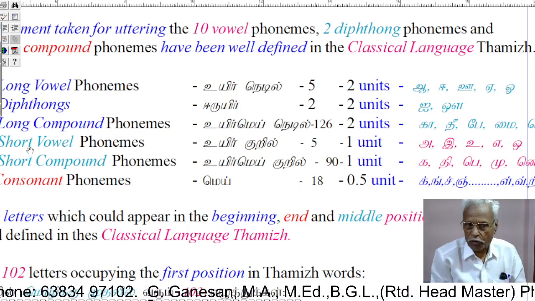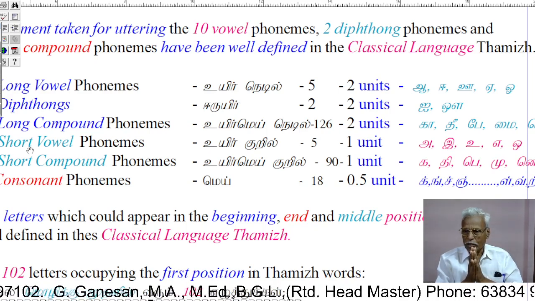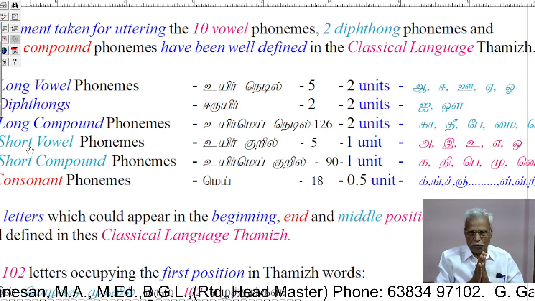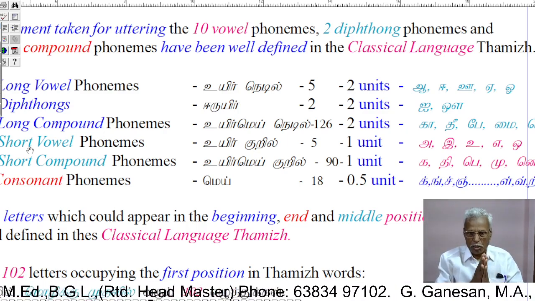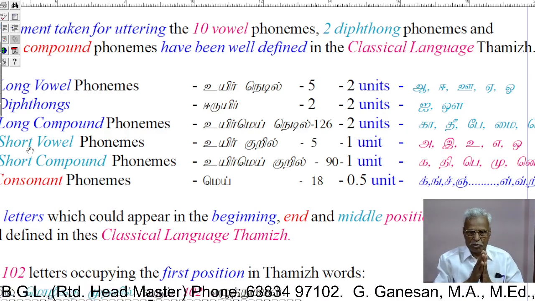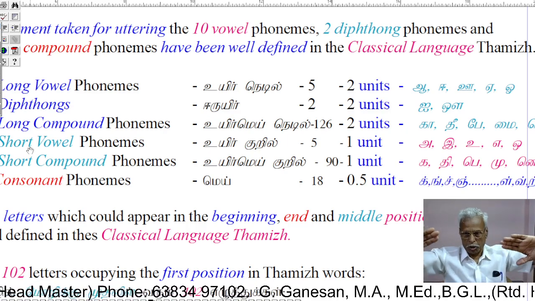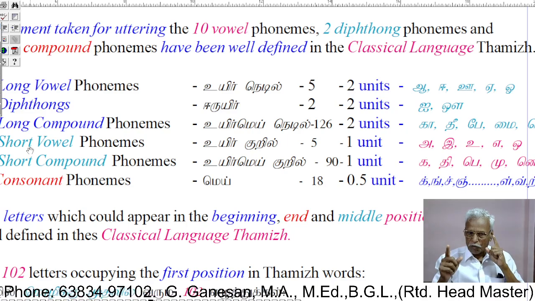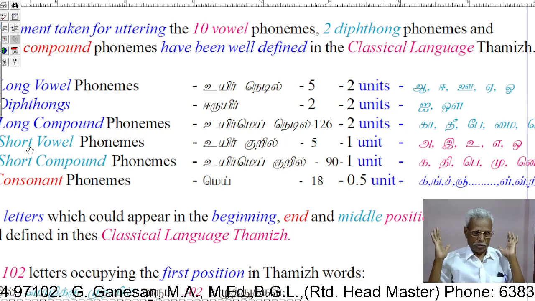The time taken for uttering the short vowel phonemes, 5, is 1 unit. And short compound phonemes, the time taken for voicing the short compound phonemes, that is 90 compound phonemes, is 1 unit. Ka, di, pe, mu, no, etc. For the consonant phonemes, the time taken for uttering a consonant phoneme is 0.5 unit.